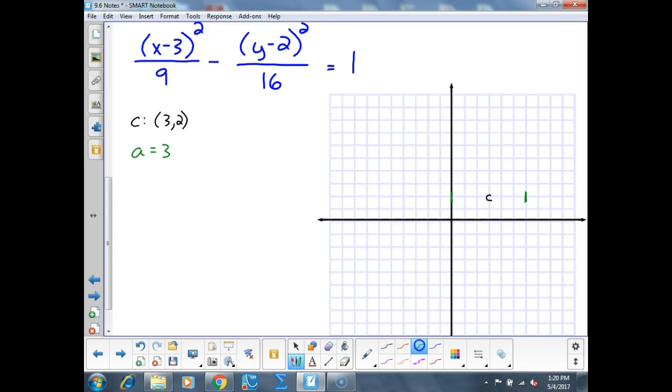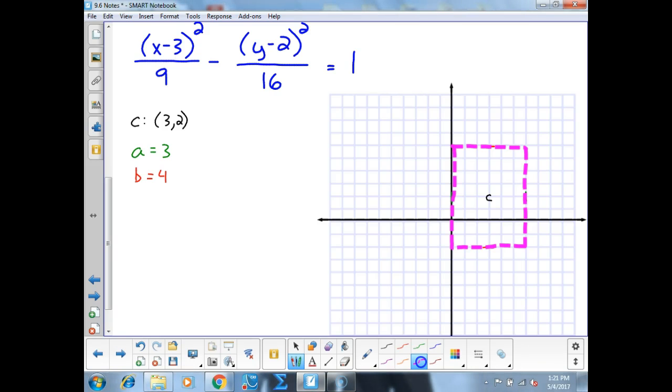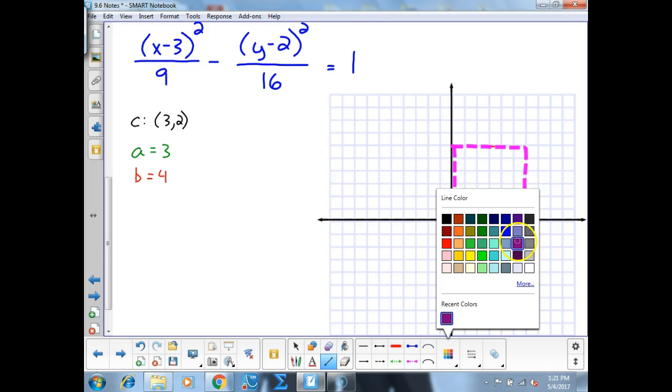Okay, then what? B is what? So B is 4. Then we can make our box. Exactly. Then what? The diagonals of the box are my asymptotes. Yep.